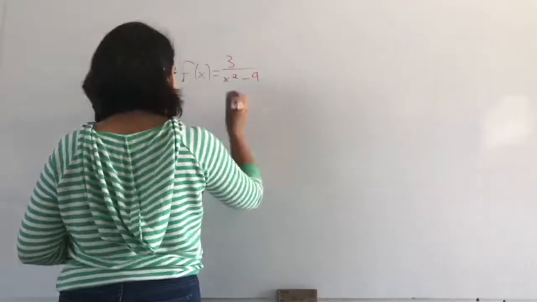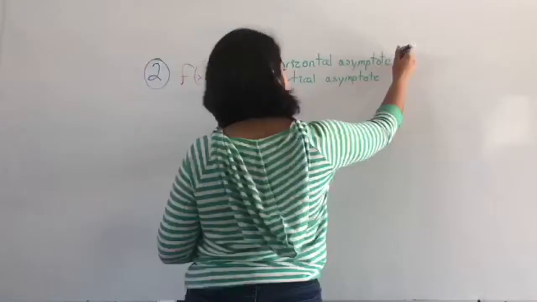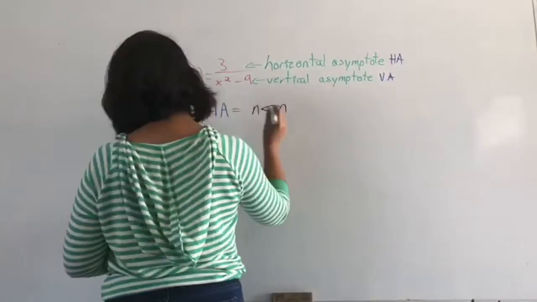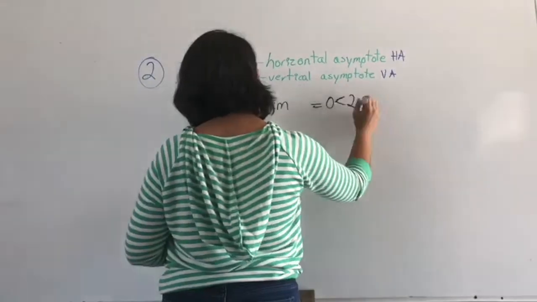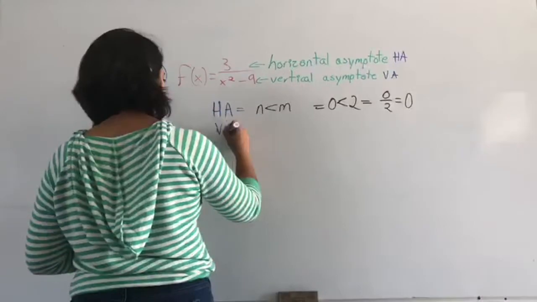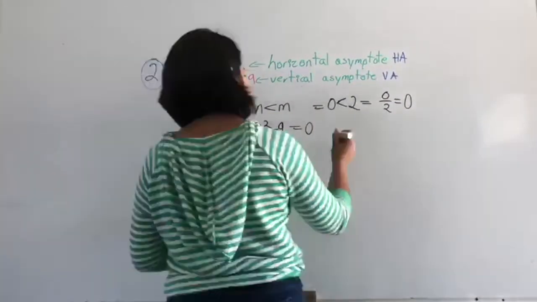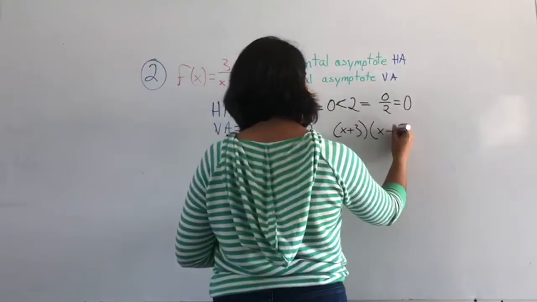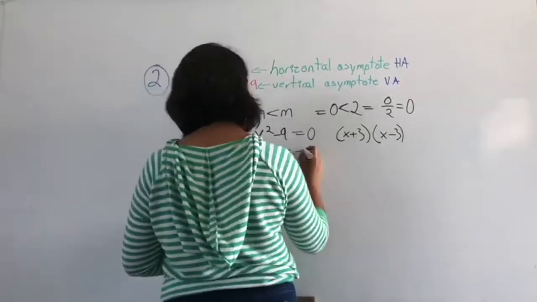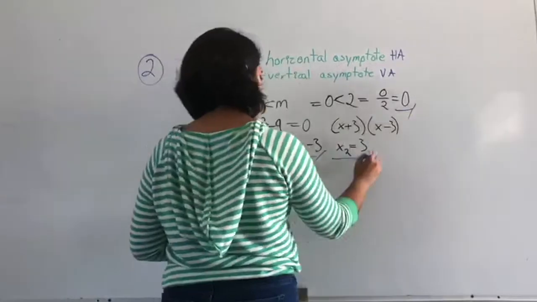First, we start by analyzing our vertical and horizontal asymptotes. We get the horizontal one by analyzing the exponents of the variables. In this case, n is smaller than m, so the horizontal asymptote will be equal to 0. Then we go to the vertical one. To get that, first we need to factorize, and then equal everything to 0. That's why we get -3 and +3 as results.